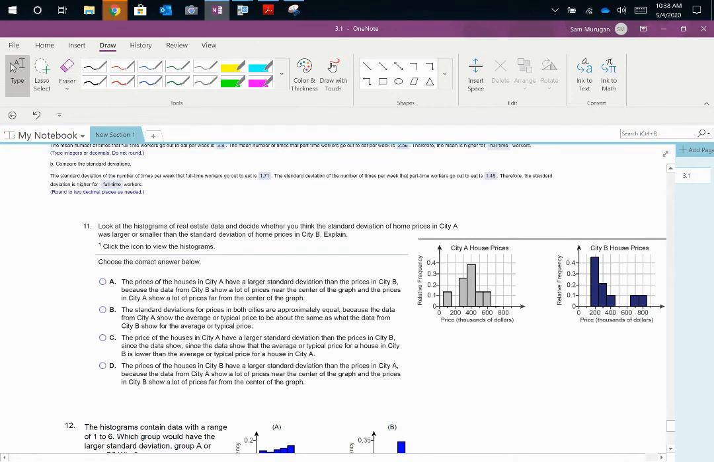Okay, here we go. Look at the histograms on the right here of real estate and decide whether you think the standard deviation of home prices in city A was larger or smaller than the standard deviation in city B. So city B would have the larger standard deviation. Remember, city A is roughly symmetric. So because of that, city B would have a larger standard deviation rather than city A. City A is roughly symmetric, so it would have a typical mean.